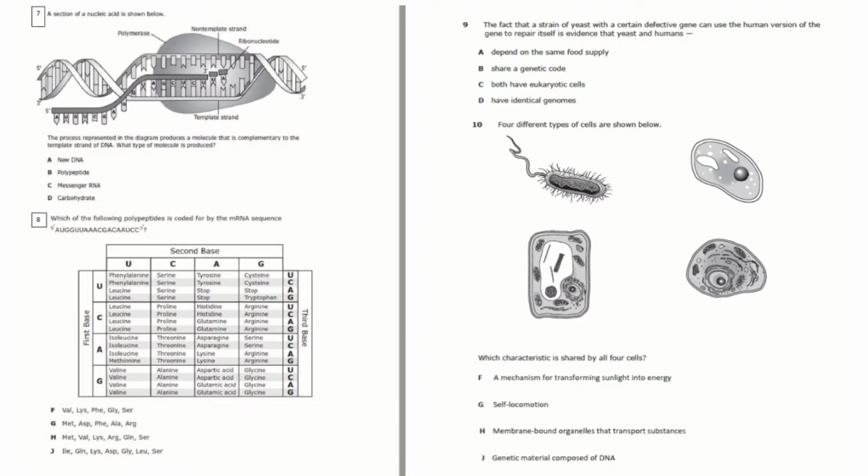Number 7. A section of a nucleic acid is shown below. The process represented in the diagram produces a molecule that is complementary to the template strand of DNA. What type of molecule is produced? So they're telling you that this is a section of a nucleic acid, and they want to know what molecule is being produced from its complementary DNA template strand.